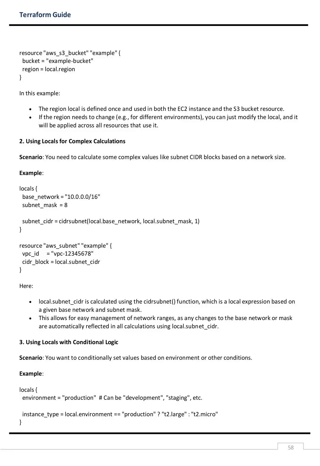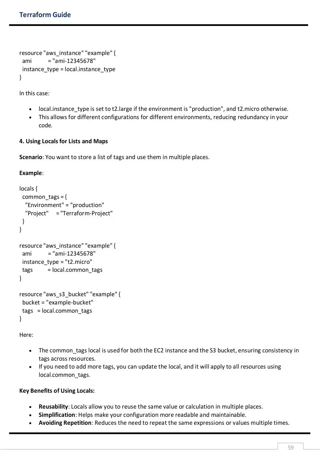3. Using locals with conditional logic. Scenario: you want to conditionally set values based on environment or other conditions. Example: locals, resource aws_instance. In this case, a local instance type is set to t2.large if the environment is production and t2.micro otherwise. This allows for different configurations for different environments, reducing redundancy in your code.